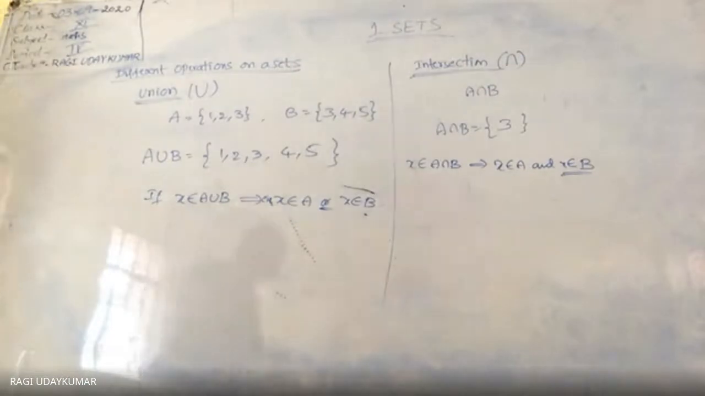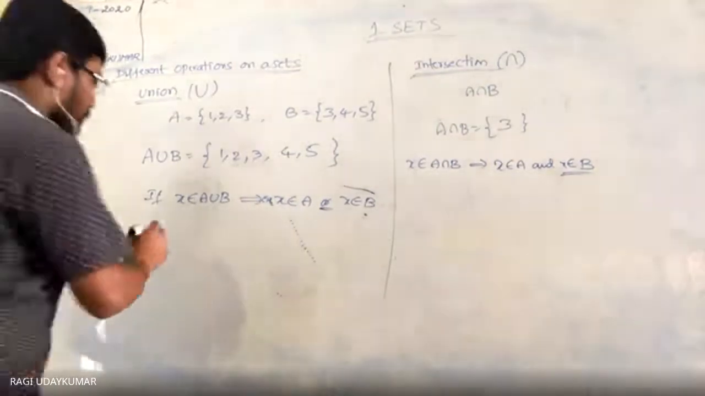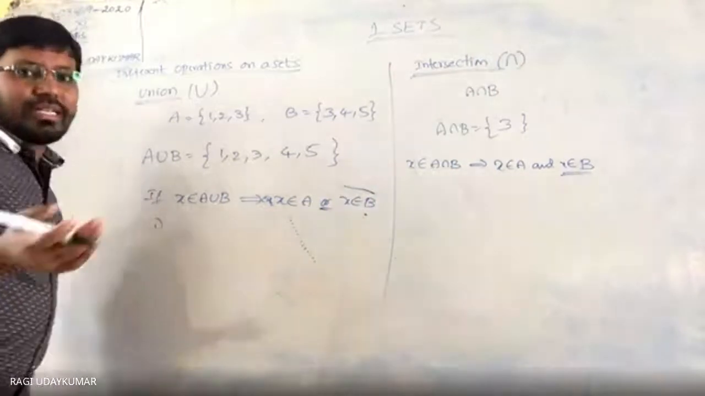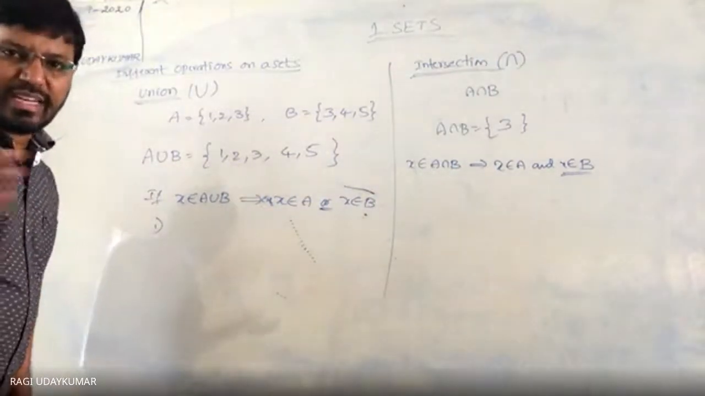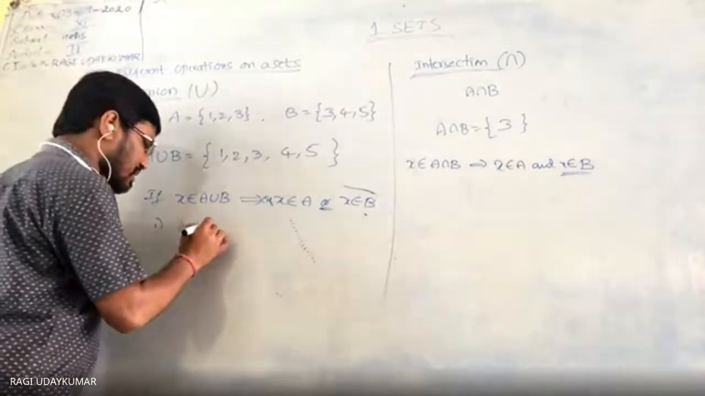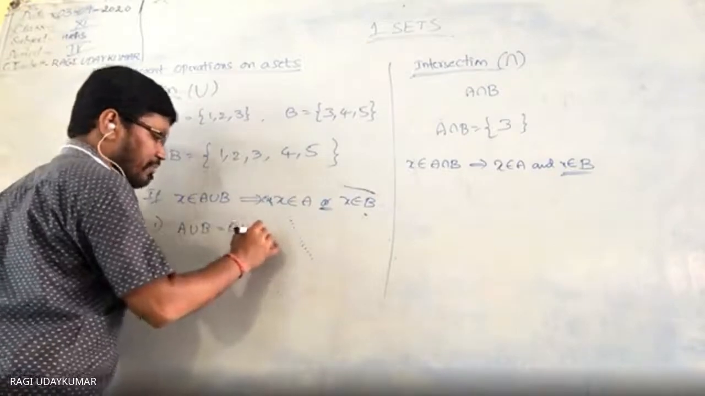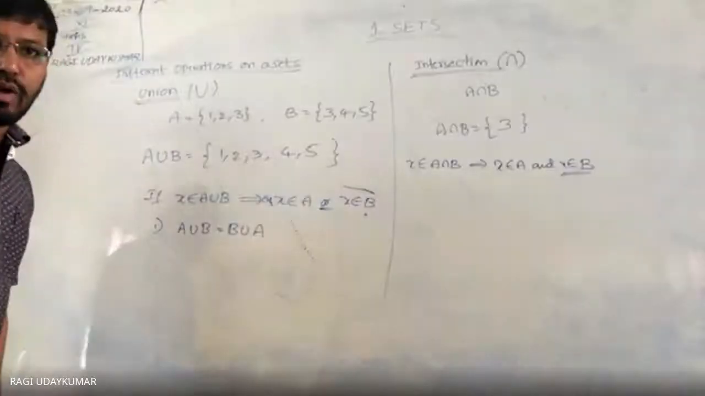So different properties will be there here. They follow different properties. The properties are, in case of the union, the commutative property. We call it a commutative property. You know that it's very simple. A union B is equal to B union A. It satisfies the commutative property.